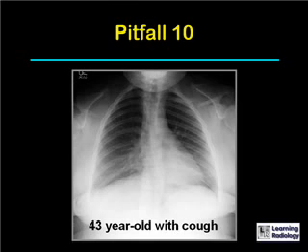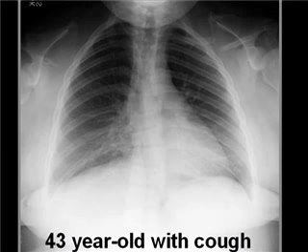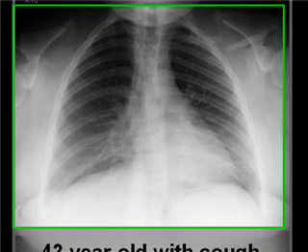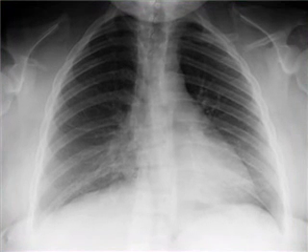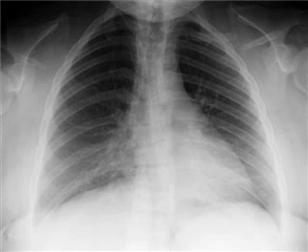And here's the last pitfall. This is a 43-year-old with a cough. This is a frontal image from a chest series. What do you think? Well, if you were busy looking at the right heart border and wondering whether this patient had a pneumonia in the right middle lobe, she in fact does not have a right middle lobe pneumonia. That's just overlying soft tissue of the right breast.